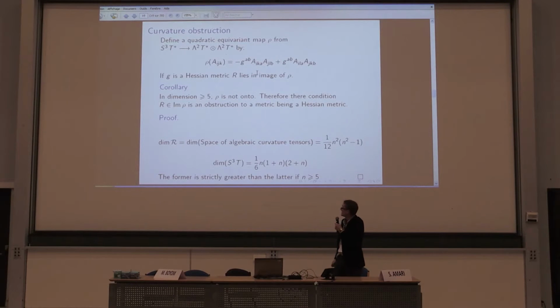So this gives us straight away an obstruction to the existence of a Hessian metric. So if we define a map, a quadratic map, from the space of these tensors A to the space of curvature tensors by that formula, so rho of A is equal to some funny anti-symmetrization of the tensor A, then the Riemann curvature tensor must live in the image of rho. So that's an obstruction to the existence of a Hessian metric. And it's a genuine obstruction by dimension counting. The dimension of this space is much smaller than the dimension of that space, if n is greater than or equal to 5. So there must be obstructions to a metric being a Hessian metric in dimension greater than or equal to 5.